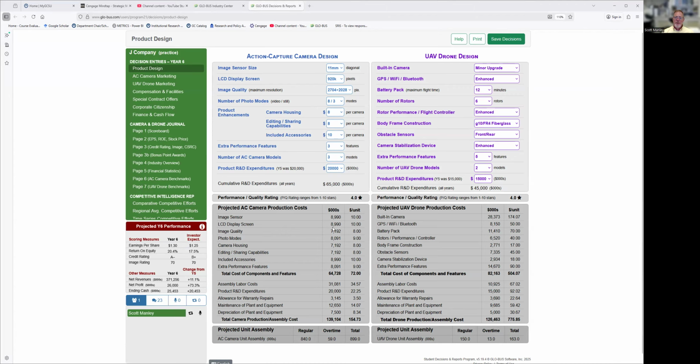Okay, so what I want to do is to make my product distinctive or unique in a cost-effective manner. You guys should know by now that when you increase these things, your product enhancement, you're getting more bang for your buck than say if you put money into these things. Okay, so what I'm going to do is just increase performance features and the money that I put into my camera housing, my editing, sharing, and my accessories. So in doing that, I make a 5-star product.